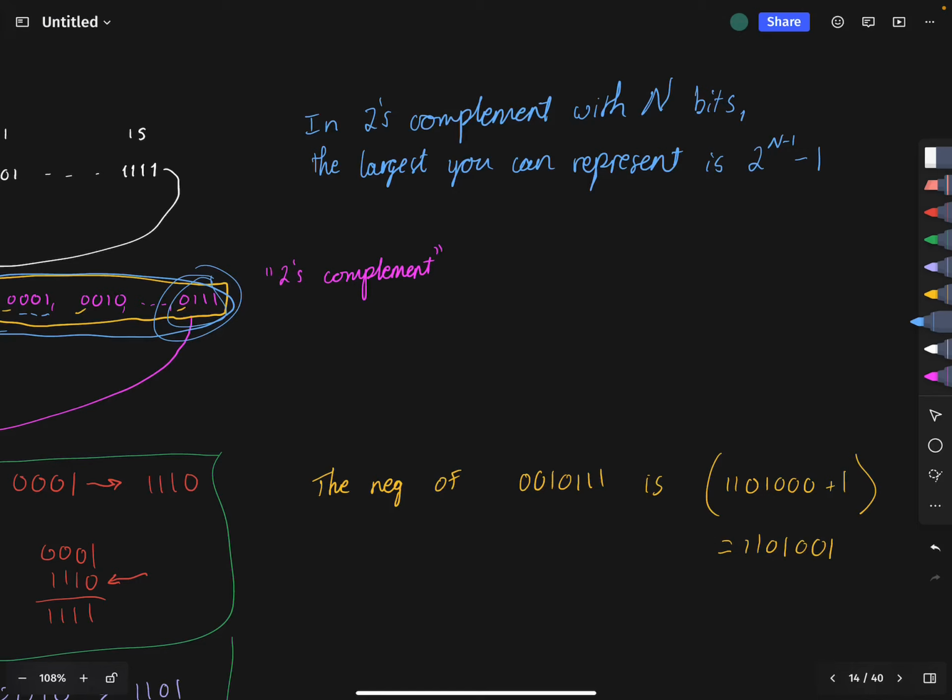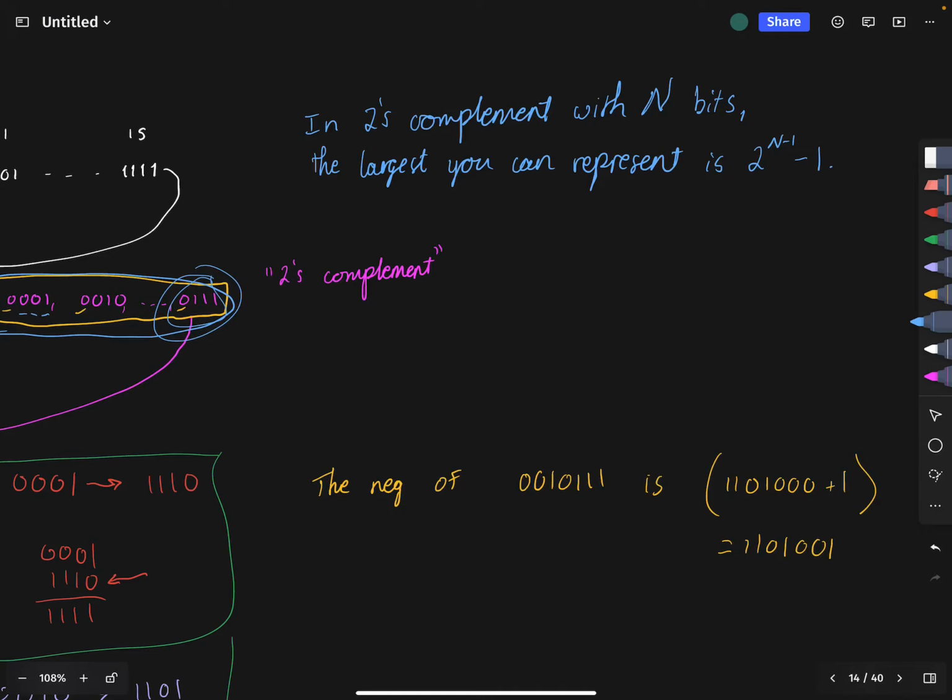So 2 to the n minus 1 is basically how many numbers you can represent, but because we start by representing the number 0, then if we want the largest number that can be represented, it is offset by 1, explaining that final minus 1. So that is the largest number that you can possibly represent.